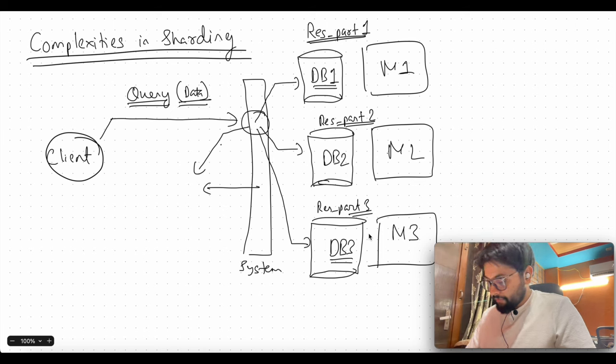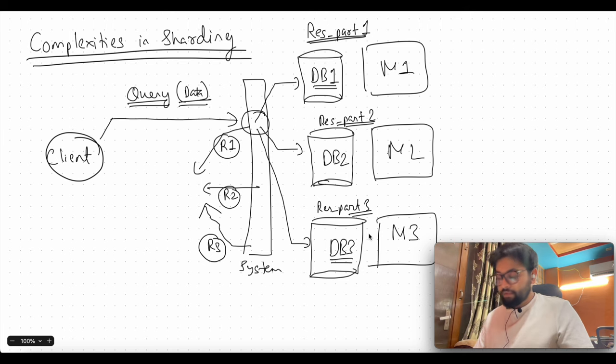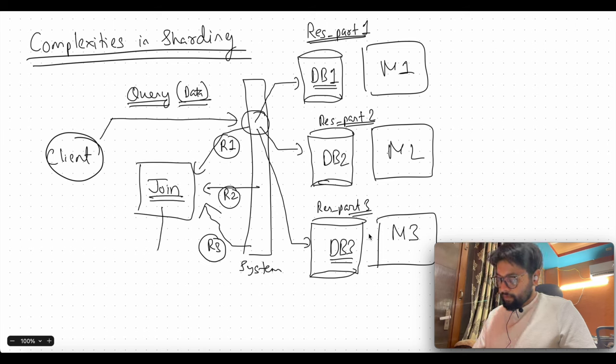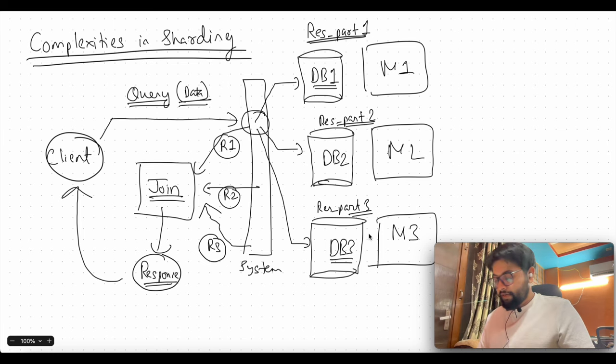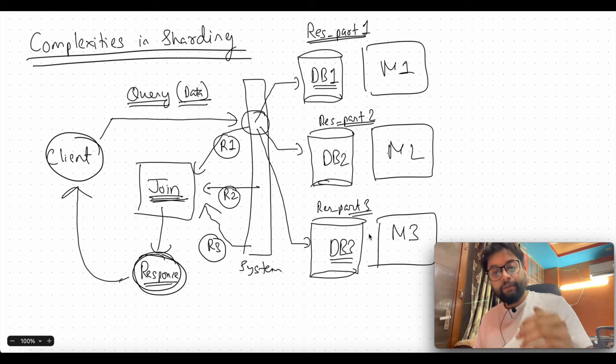So response part one can be R1, response part two can be R2, and response part three can be R3. Once it has received all three responses, it has to join these three responses back into a single response, which can then be sent back to the client. This is the total complexity involved when a client tries to query a sharded or partitioned database. We get three pieces of response from three different shards, and then the system joins them into a single block of response which is finally returned to the client.